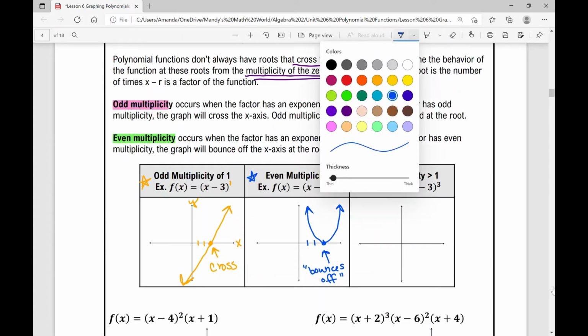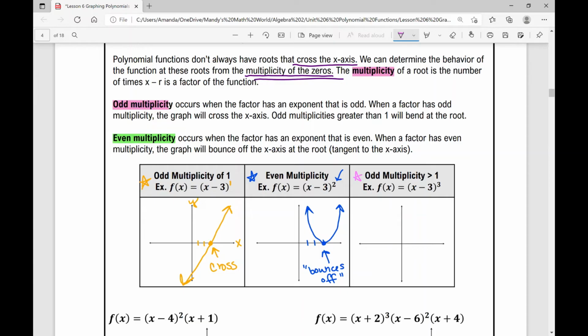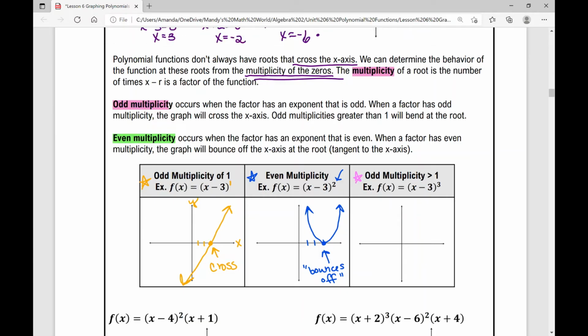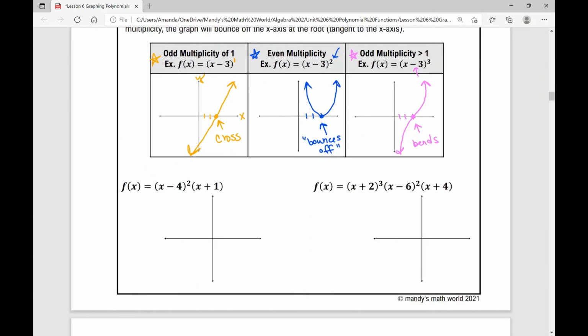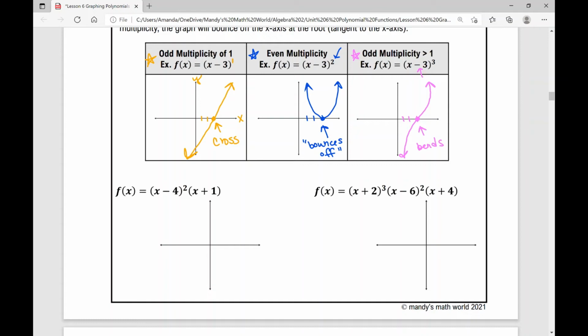Let's move on to the last one, which is an odd multiplicity greater than 1. So we know that if it's got an odd multiplicity of 1, it's just going to cross that x-axis and it's a line. Well, if you've got any other odd multiplicity greater than 1, so 3, 5, 7, 9, what happens? Well, I still have a root at positive 3. But in this case, it's actually going to kind of bend or wiggle at the root. So it just bends. It doesn't just cross it, it kind of curves. Okay, so let's move on and let's try to graph some of these polynomial functions using these particular rules.